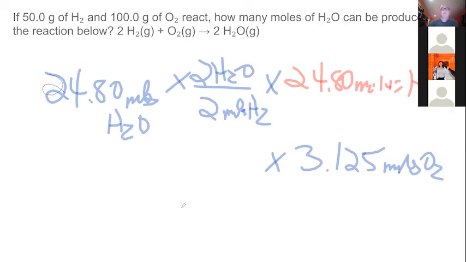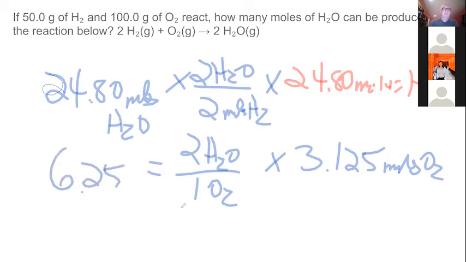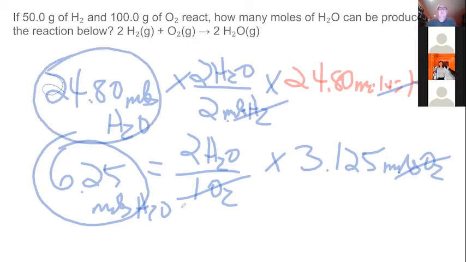So if all the oxygen is consumed, that's 2 moles of water over 1 mole of O2. So we'd make twice as much water, right? So that would be 6.25 moles of water. H2, H2. So one of these is less. The one that's less is how much you're going to make. Okay, so the O2 is limiting and the H2 is in excess.